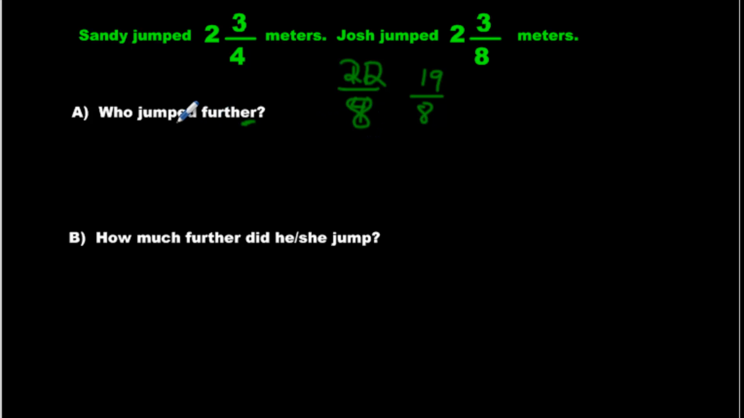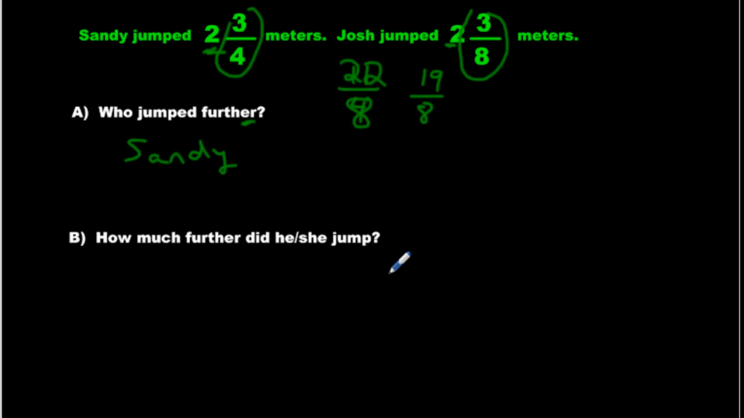But this question here doesn't really specify. What if it said estimate, using estimation skills? Here's what you would do. They both jumped 2 meters. But Sandy jumped 3/4 more, and Josh jumped 3/8 more. Which is greater between these two? Since these are tied, we're going to go to the fraction. Is 3/4 more or is 3/8 more? Of course 3/4 is more, right? Why? Because 3 out of 8 is less than a half. 4 out of 8 is a half. 3 out of 8 is less than a half. 3 out of 4 is more than a half, right? 2 out of 4 is a half, so this is more than a half. This is less than a half. This one wins. So Sandy.